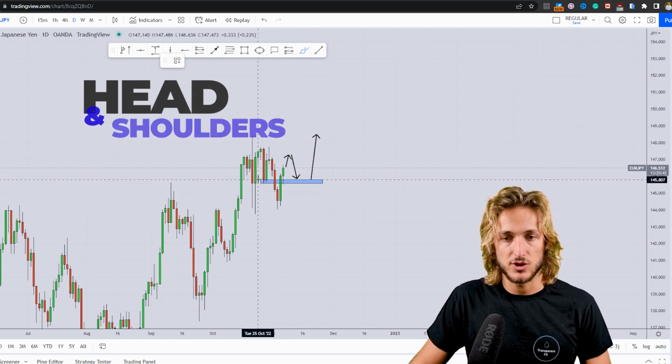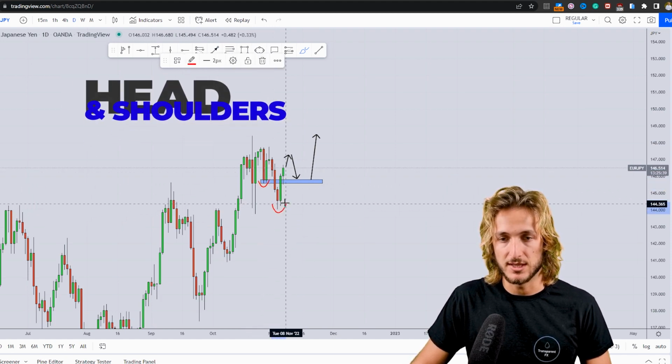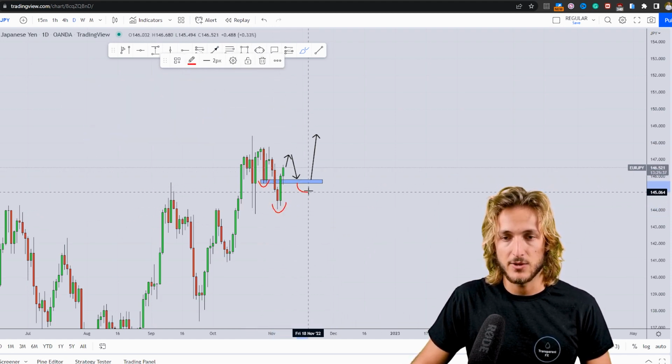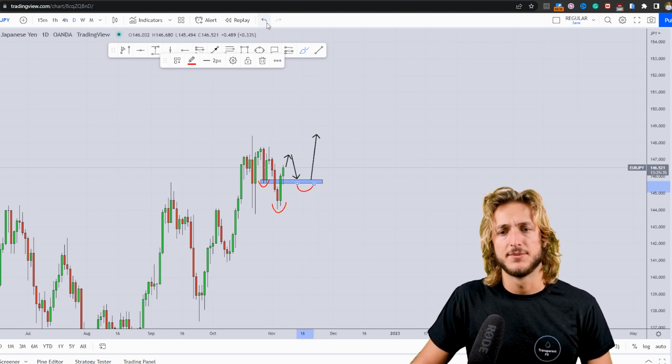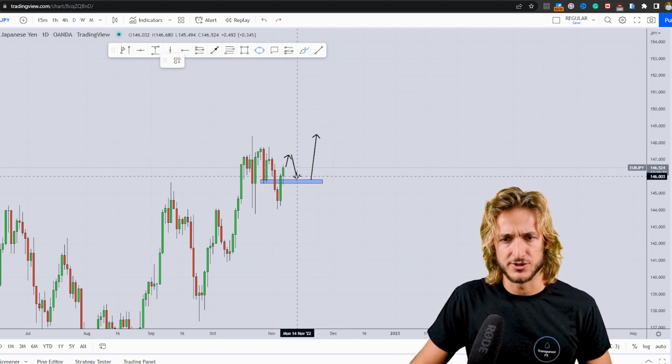Basically for the creation of this inverted head and shoulders with the left shoulder here, the head here, and the right shoulder at this level. So this is a very interesting zone.